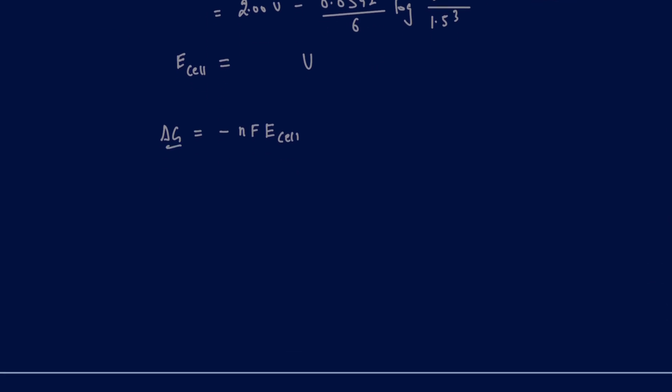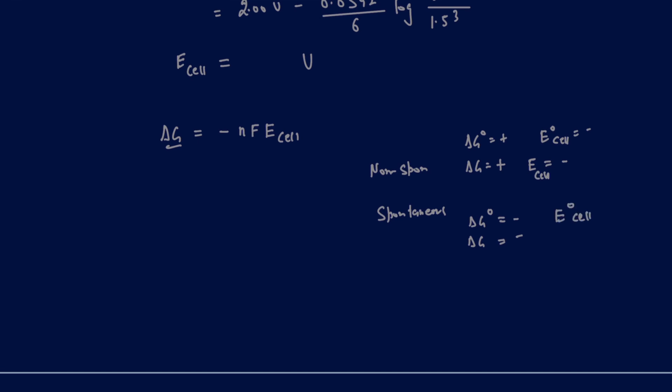One thing I do want to leave you off here, we already talked about something being non-spontaneous. So non-spontaneous, you have delta G to be a positive number and E of the cell to be a negative number. And I can certainly say for both of them, delta G standard would be positive here, and E0 standard would be negative here. If it's spontaneous, the delta G standard and delta G non-standard both need to be negative to consider that spontaneous. And then E0 of the cell and E of the cell both need to be positive to consider that spontaneous.